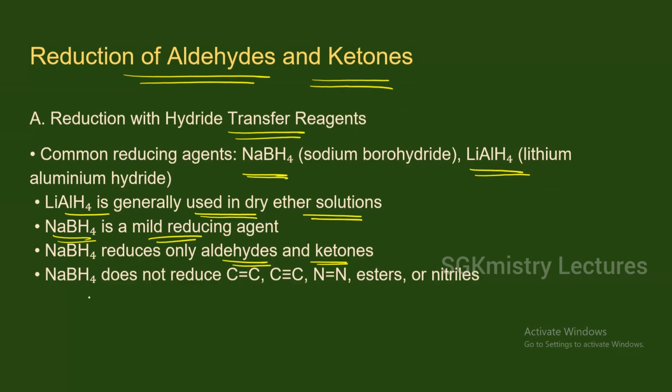It is comparatively more selective because it does not reduce C double bond C, C triple bond C, N double bond N, esters or nitriles. Whenever these functional groups are present, you can easily use sodium borohydride because it does not reduce them. It only acts on the aldehydes or the ketones. Let us take a simple example with various functional groups present in the molecule.